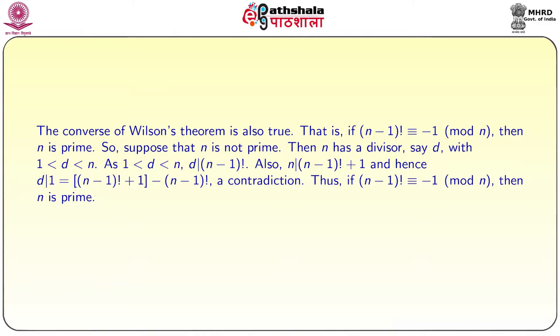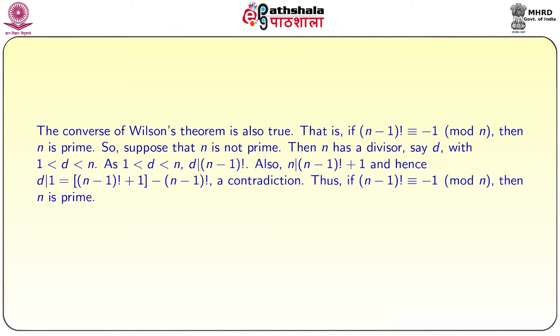So, suppose that n is not a prime. We are proving by contradiction. Then n has a divisor d which is strictly between 1 and n, since every composite number has a factor which is strictly between 1 and itself. As 1 < d < n, d has to divide (n - 1)!. Since (n - 1)! is congruent to -1 mod n, which we are assuming is true, n divides (n - 1)! + 1. Since d divides n, d also has to divide (n - 1)! + 1.